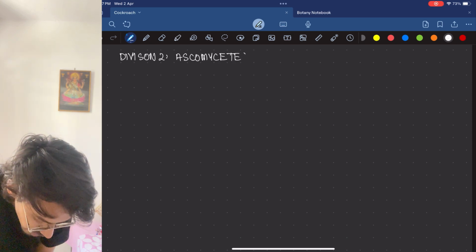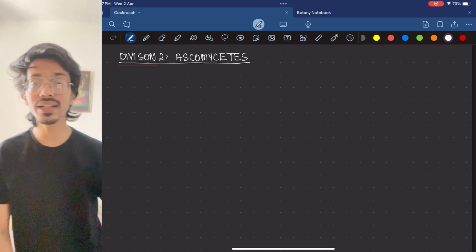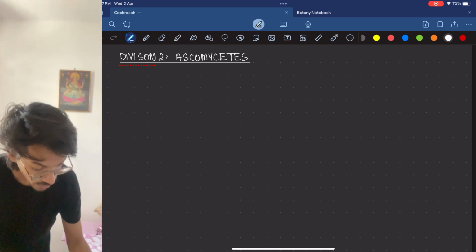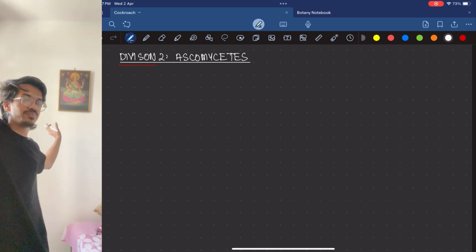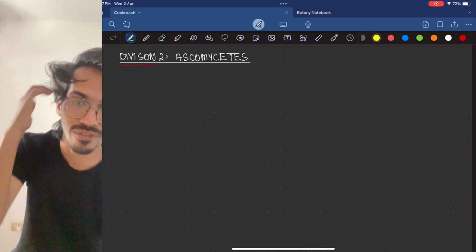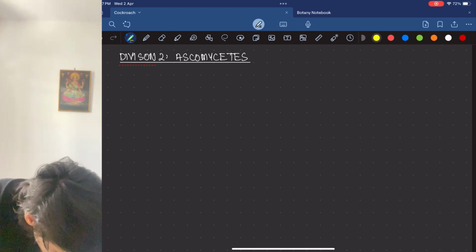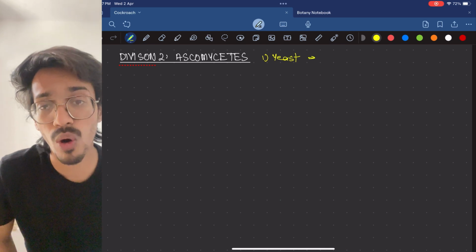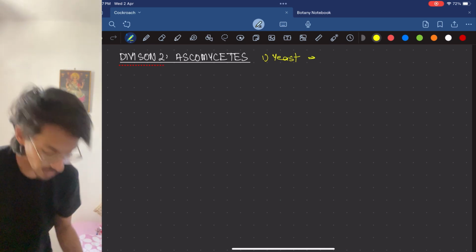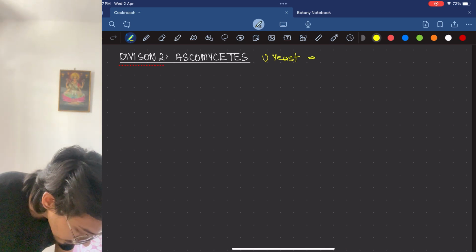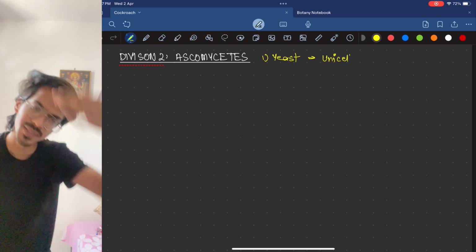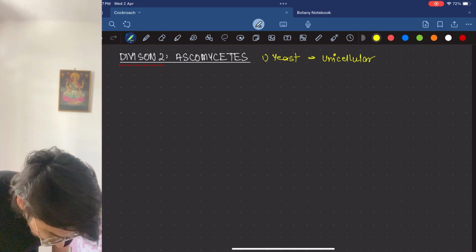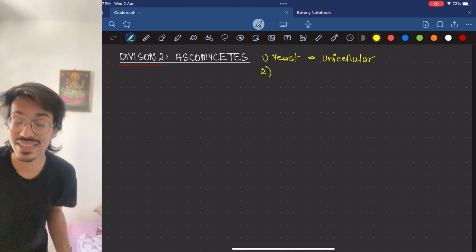Now, when we are studying Ascomycetes, I told you that for every division, the first thing we have to study is the examples. So here we have a lot of examples. The number 1 example is yeast. Yeast is the only unicellular organism present in it. The rest about yeast we have studied in 12th class. After yeast, the next thing is penicillium.